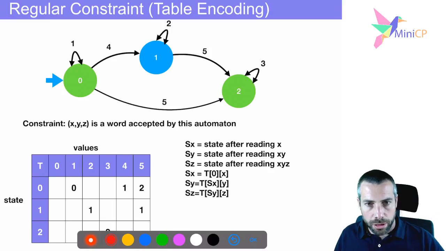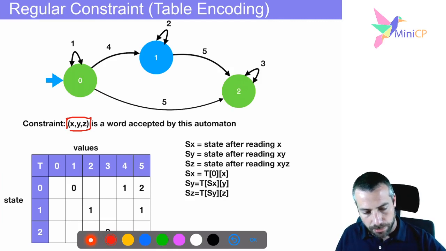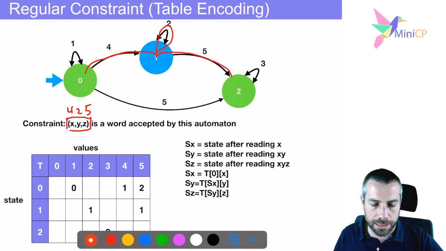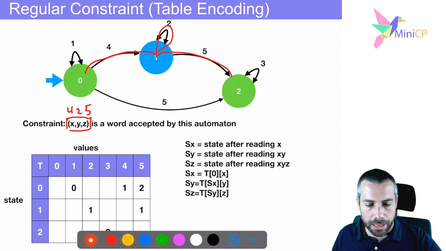The regular constraint enforces that a word that is specified by an array of variables is accepted by an automaton. So for instance, you have this automaton above, and if you emit the letters 4 to 5, you can see that this is a word that is accepted by the automaton. 4 to 5, you end up in an accepting state, which is represented in green here, and it means that it's a word that is accepted by the automaton. So 4 to 5 is a valid solution for this regular constraint.